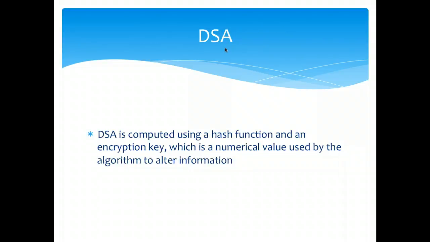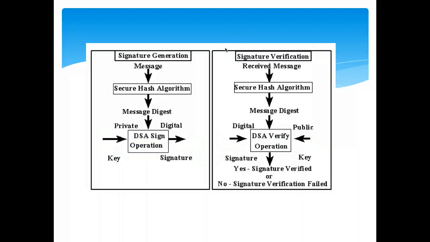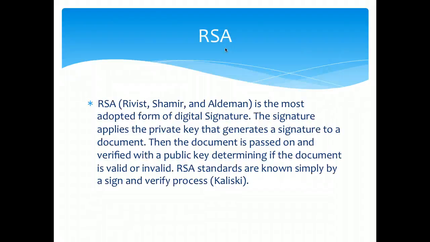The DSA is computed using a hash function and an encrypted key, which is similar to the first diagram we saw with the hash function, which basically sets this one a little different than the other infrastructures. So we'll have a numeric value based on the algorithm to alter the information. There's a little diagram of it. You can see the hash algorithms at the top, basically what they use to encode it and decode the messages upon the signature's arrival. And let's get to the next one.